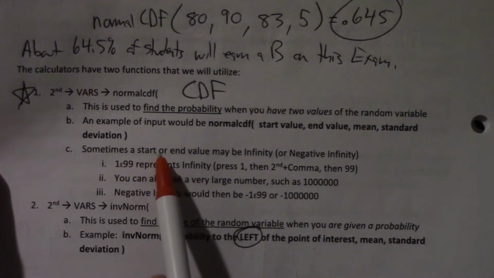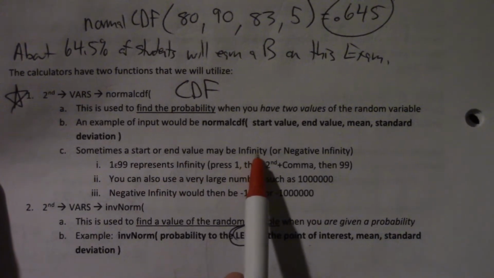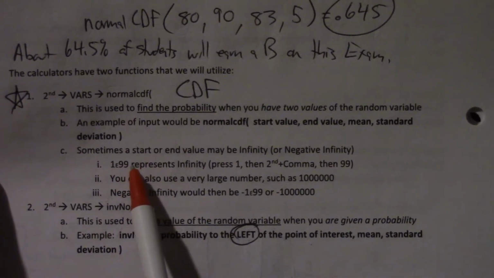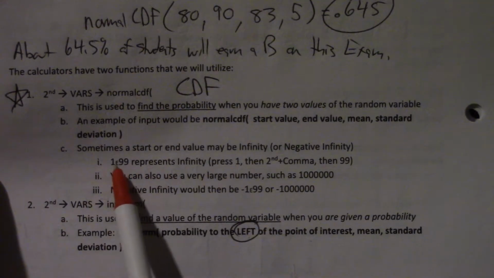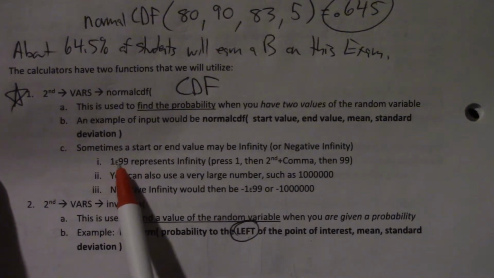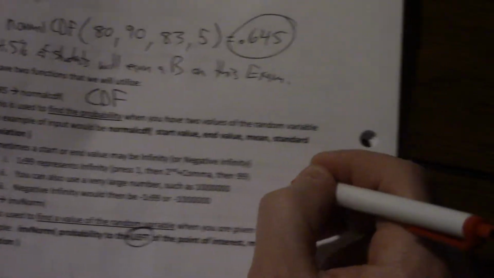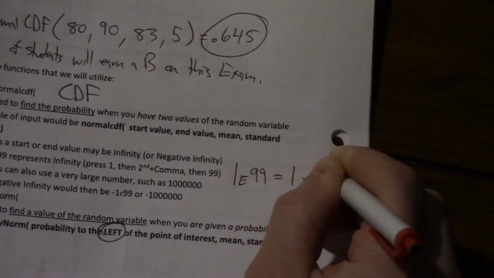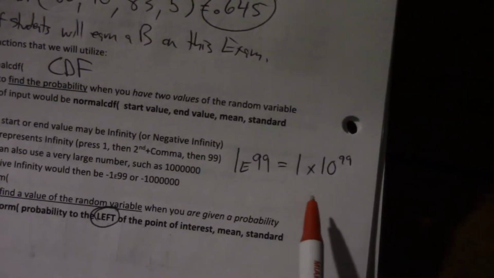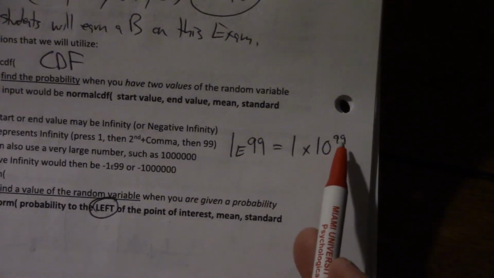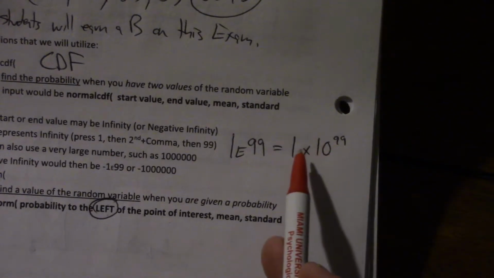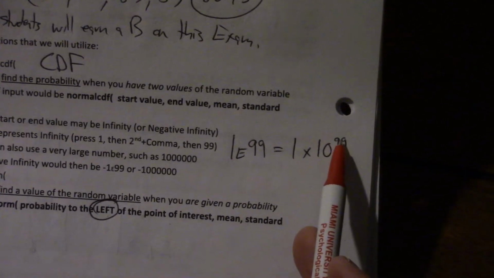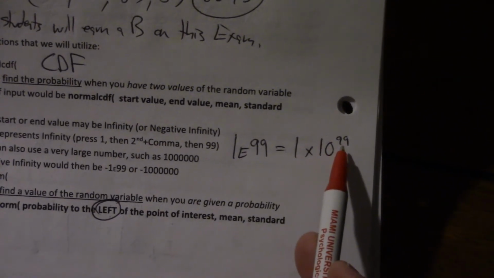So sometimes the starting or ending value may be infinity or a negative infinity. For the TI-83, the way that it represents infinity is with this statement, 1E99. So what that means, we've seen this at least once before, is that you're taking 1 times 10 to the 99th power. In other words, you have a 1 with 99 zeros after it. That's not infinity, it's just a really big number.